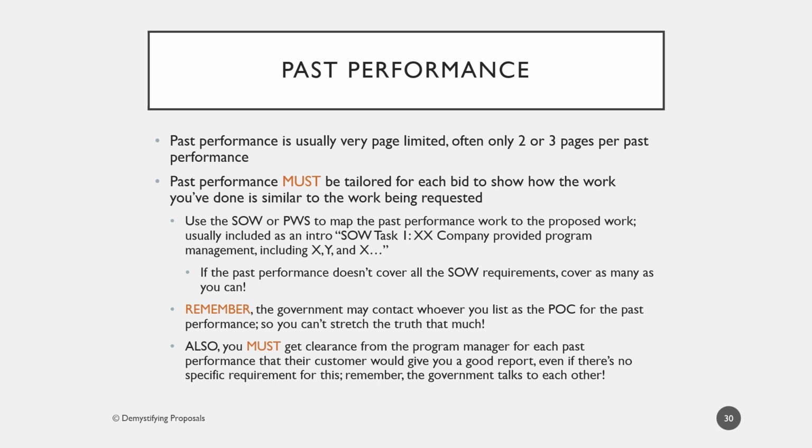So you need to make sure that you tailor your past performance for each bid to show how the work that you've done is similar to the work being requested. And the easiest way to do that is to use the statement of work or the performance work statement to map the past performance work to the proposed work, usually included as an intro or in the description. So SOW task 1 is asking the company to provide program management, including X, Y, and Z. Then you write in your past performance, we provided program management in this task, including X, Y, and Z.